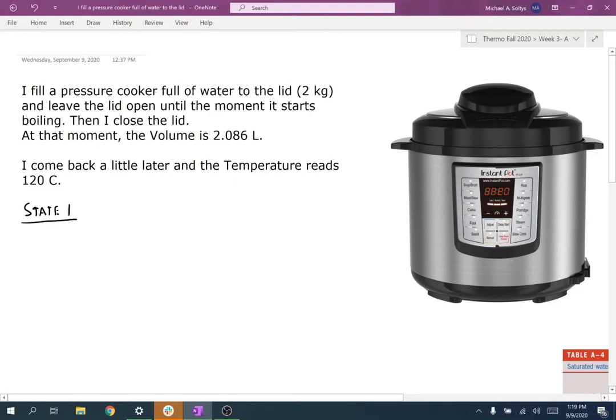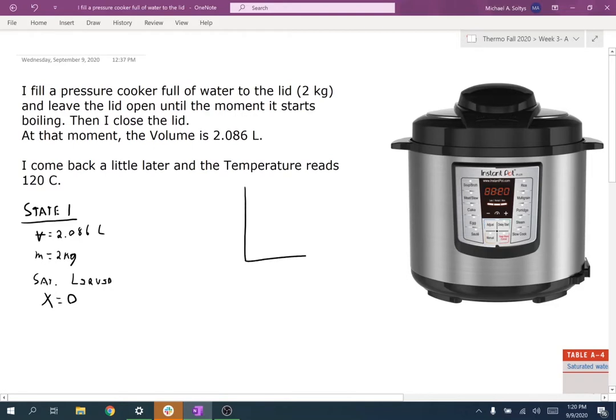So it tells me that the volume is equal to 2.086 liters, and the mass is equal to 2 kilograms. It also tells me I leave the lid open until the moment it starts boiling. What that tells me is that I am at the phase that we call a saturated liquid, or the other way to say that is that the quality is equal to 0.